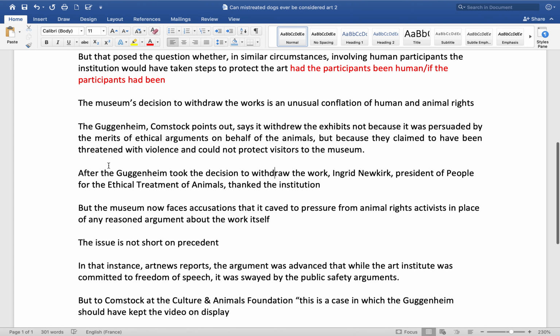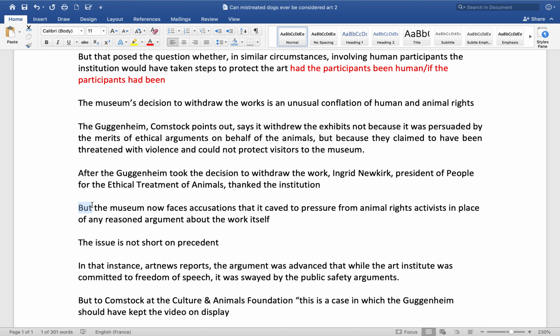Next paragraph. After the Guggenheim took the decision to withdraw the work, Ingrid Neuwerk, president of People for the Ethical Treatment of Animals, thanked the institution. So this is a very simple sentence. You understand that this is the position of the museum. They had to remove it due to threats. But for animal lovers and animal rights advocates, it was necessary to remove them, and they thanked the museum for stopping this exhibition.